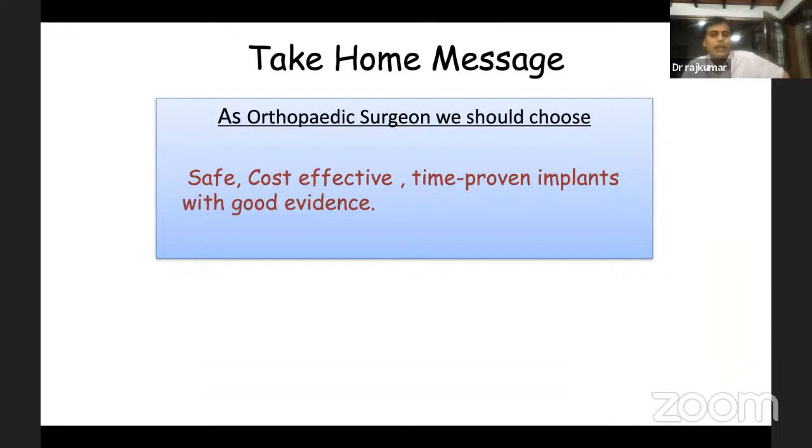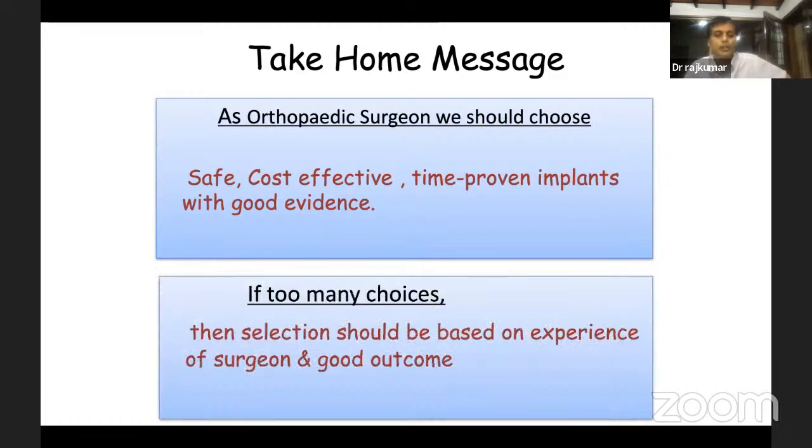So as a surgeon, you should choose the implants which have given good results with good evidence. Don't try to use too many implants, too many companies, too many systems. Always try to use whichever you are comfortable with and which gives good outcome. And also your entire team should know routinely what implants and instruments you are using.